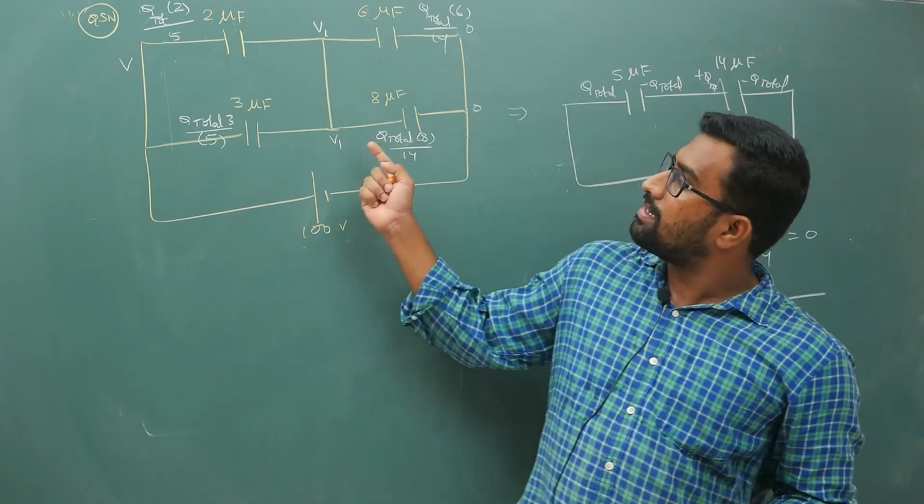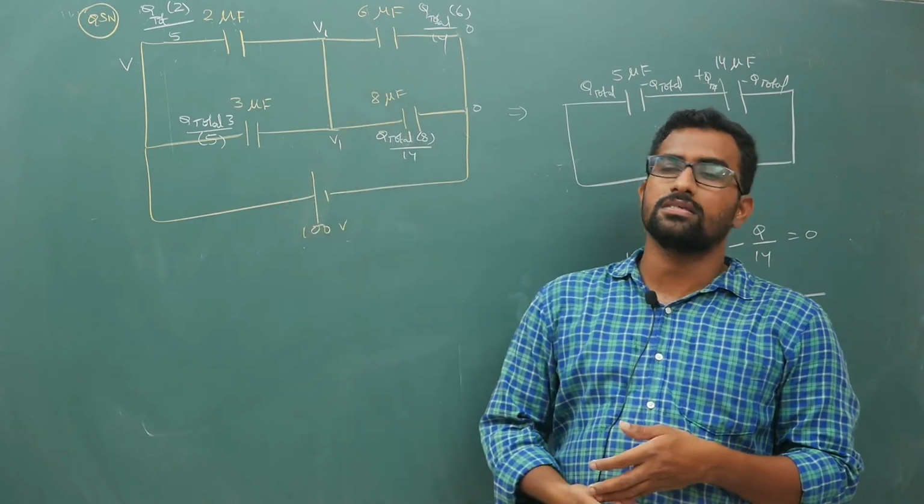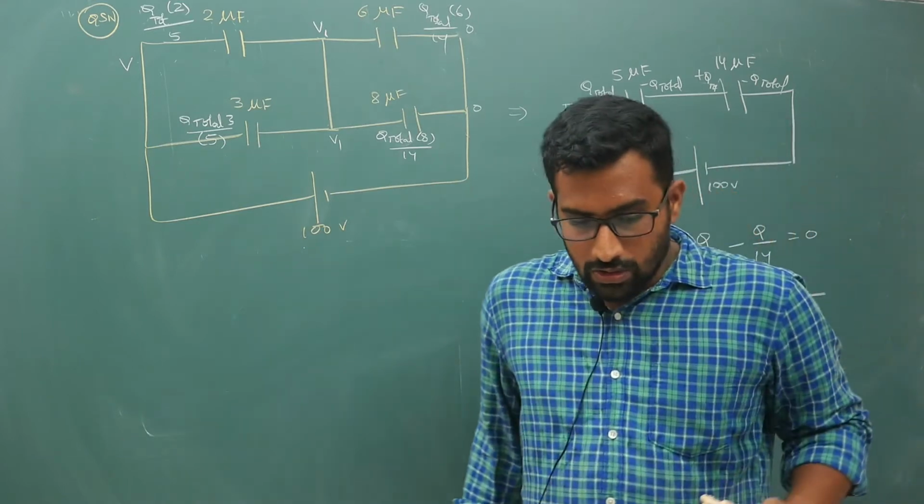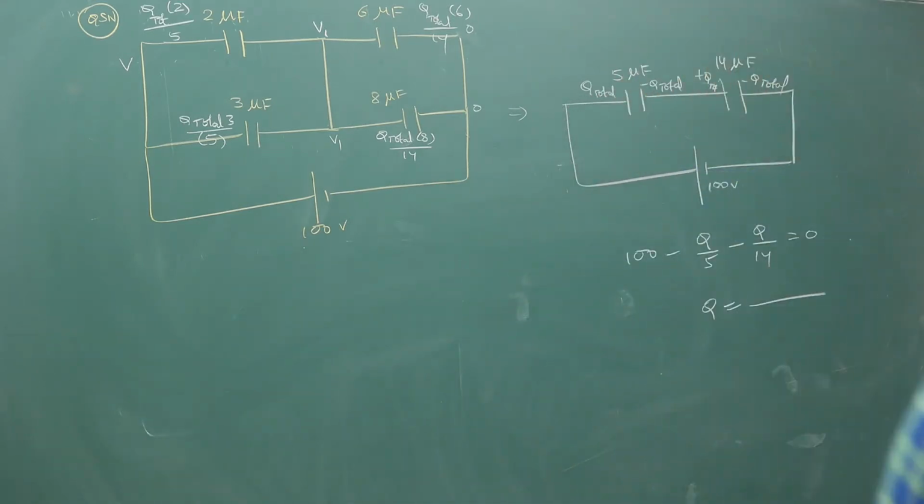Now let us say I will add one more capacitor. This time I will take multiples of 5 to get the perfect number. So hope you have understood this and there are no doubts.